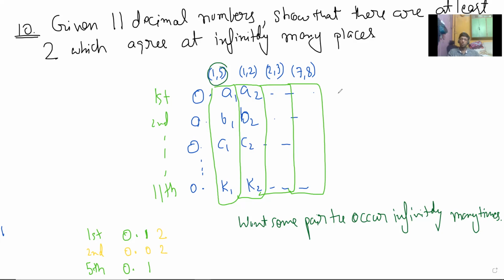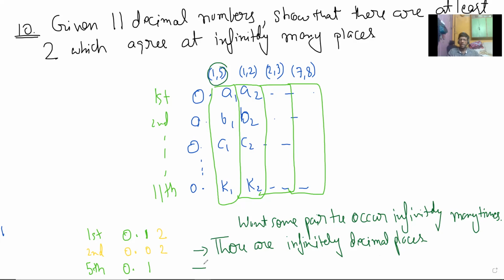So there are infinitely many columns, or if you're writing, infinitely many decimal places. So let's write this, because this is the first time we are doing this kind of thing. There are infinitely many decimal places. So these are the pigeons.